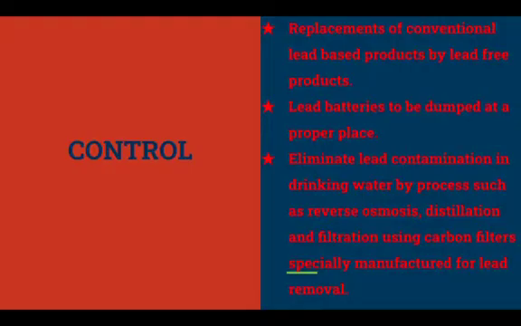Now how to control? Replacement of conventional lead-based products by lead-free products, lead batteries to be dumped at a proper place, eliminate lead contamination in drinking water by the process of reverse osmosis, distillation and filtration using carbon filters specially manufactured for lead removal. So these are the measures to control lead in the atmosphere.